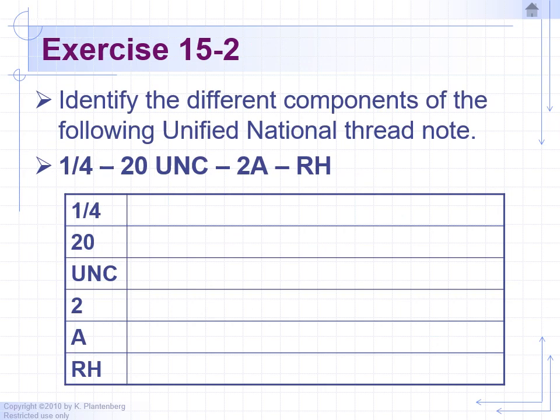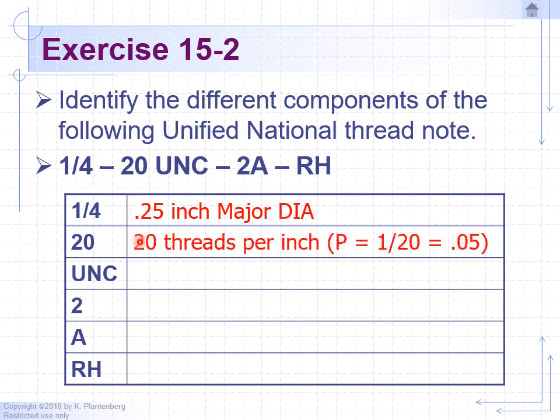Okay, so we're going to be looking at inches. And on the next chapter, we'll be looking at millimeters. So for now, we're going to focus on inches when it comes to threads. Okay, so here's a note for a thread. So the quarter, what does the quarter tell us? So the quarter will tell us that we're dealing with a major diameter of 0.25. So it's just 1 divided by 4, 0.25 inch major diameter. The dash 20 tells us that there's 20 threads per inch.